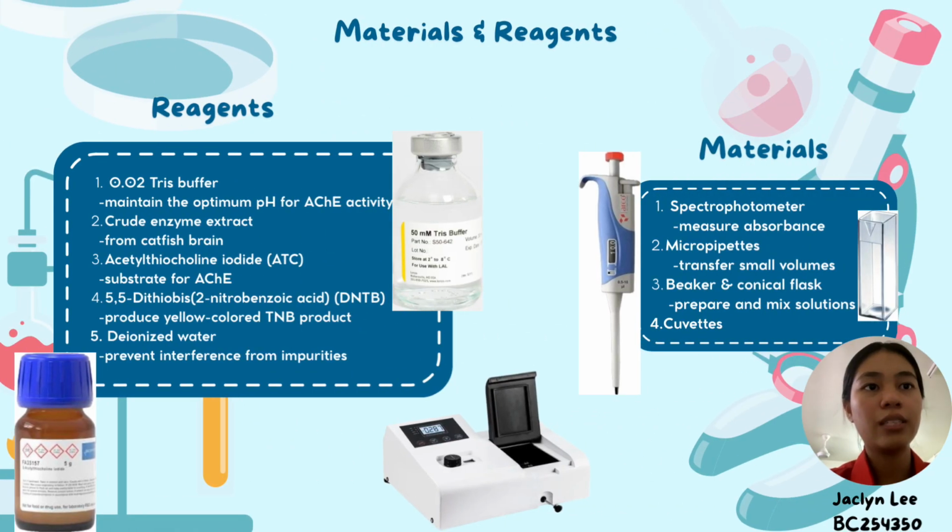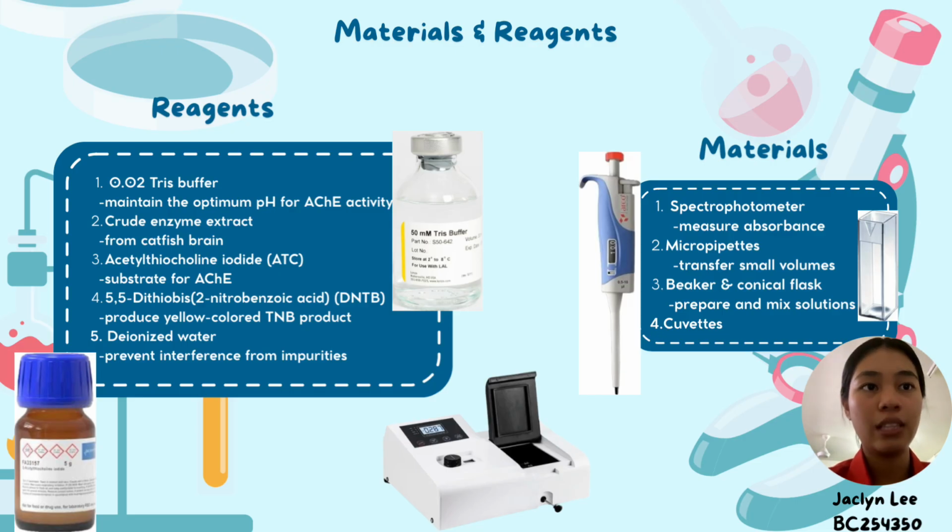I will briefly explain the materials and reagents used in the enzyme assay. First, let's look at the reagents. The first reagent is Tris buffer, which is used to maintain the optimum pH of AChE. The second reagent is the crude enzyme extract, which is obtained from the catfish brain and will serve as the source of our AChE in this experiment.